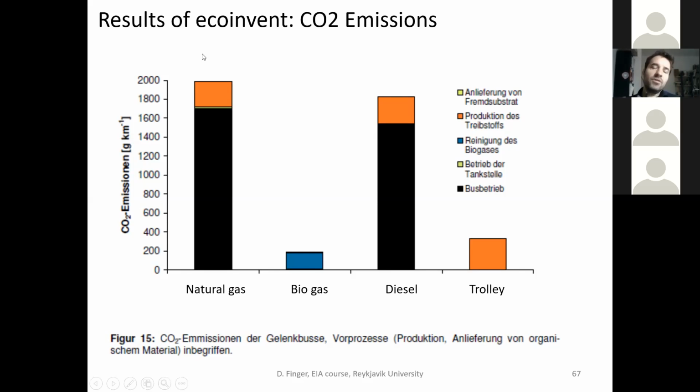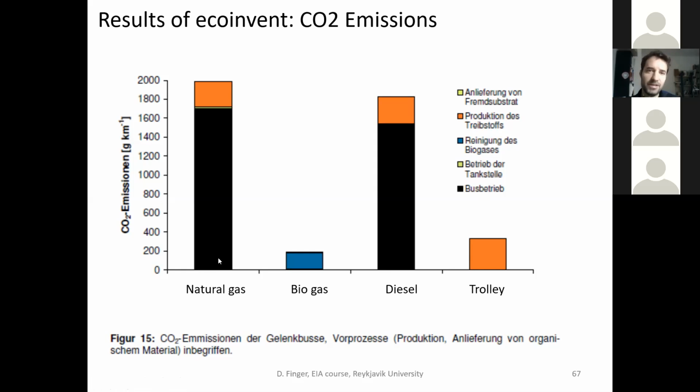Using those software packages, you can come up with the total CO2 emission footprint for natural gas buses, for biogas buses, for diesel buses, and for trolley buses, electric buses. And you can also split it up into what emissions are created during the operation of the gas station, for the cleaning of the biogas, during the production of the fuel, and due to the inclusion of different biomasses.